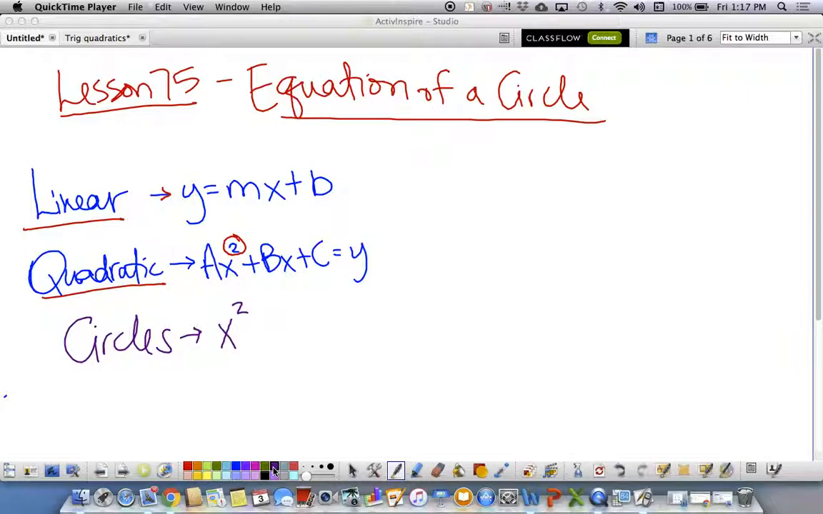A circle will have an x squared and a y squared. That's a quadratic, where only one thing will be squared. But in a circle, two things will be squared. I'm just going to write something up there. But r is always going to be a number. Guess what the r is going to be? Your radius.